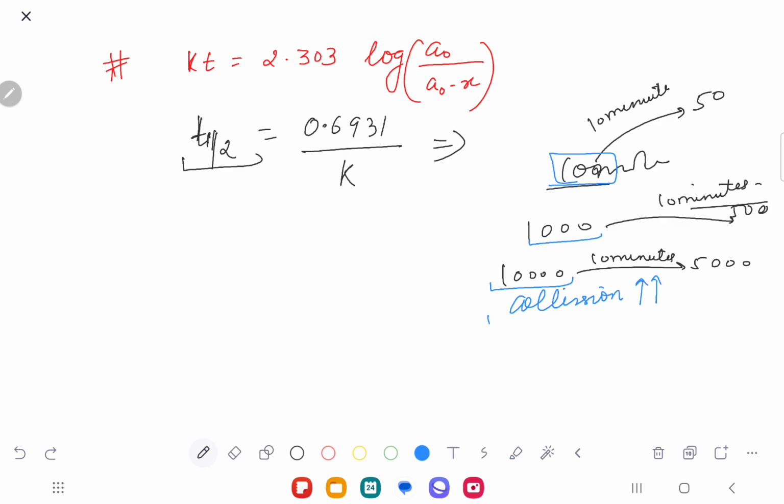And when the collisions are also increasing, that means that this reaction is occurring at a faster rate, the 10,000 one, with respect to the one where we had only 100 molecules initially. Are you understanding what I'm trying to explain to you?